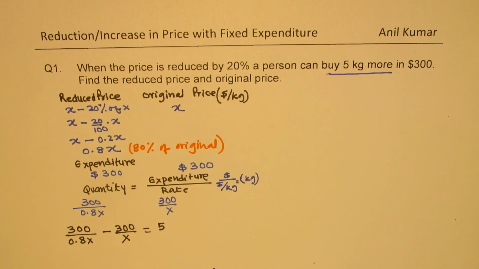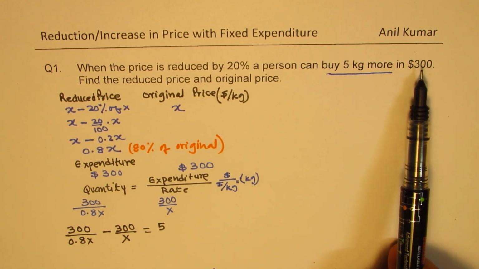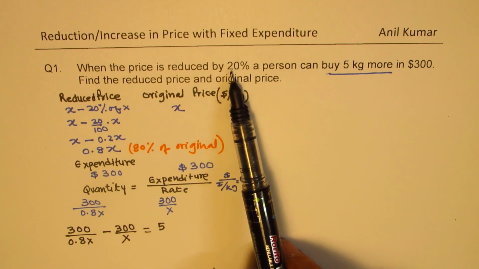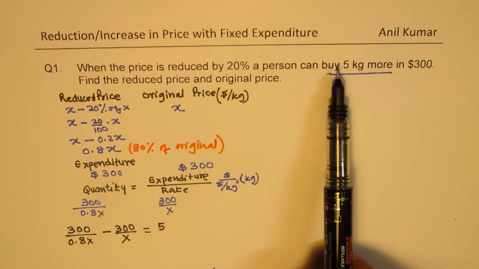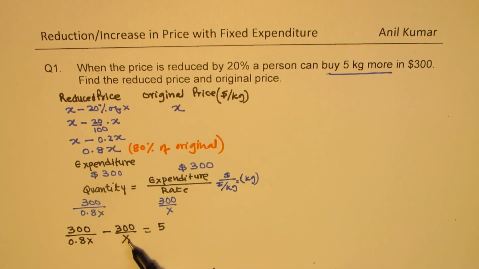Is that very clear? So basically, for 300, we have to buy 2 items. You can think same item, but 2 prices. One was x, so 300 over x. The other one was 0.8x. And the difference in this quantity is 5. Right? So you get your equation.